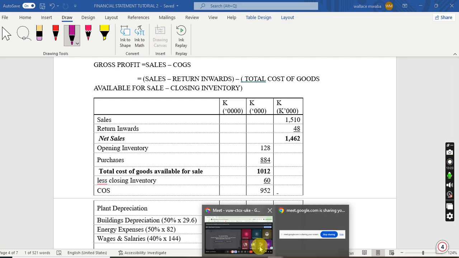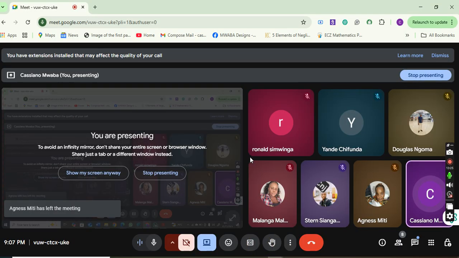We don't want the cost of the goods that haven't been sold. You cannot make a profit on goods that you haven't sold. That's why we want only the cost of the goods that have been sold, not those that have not been sold. Any questions?